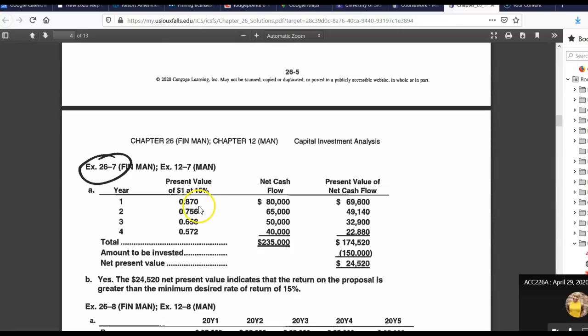So in year 1, we're looking at 15%. If you go to your book, look at the 15% column. Year 1 is 0.870. Year 2, drop it down, 0.756. Year 3, 0.658. Year 4, 0.572. Make sure you see this in your book. Then you calculate it times each of the 4 years of cash flows, and you get what we would call the present value of those cash flows. So let's talk about that.